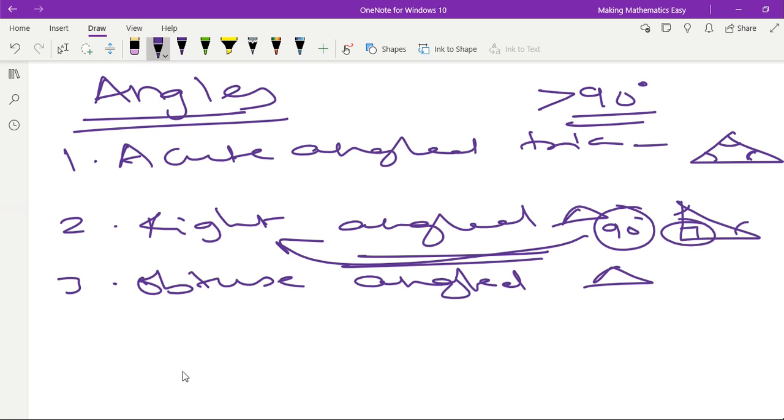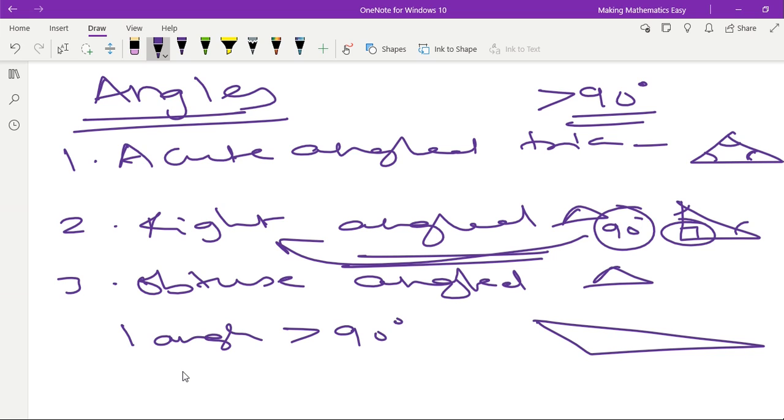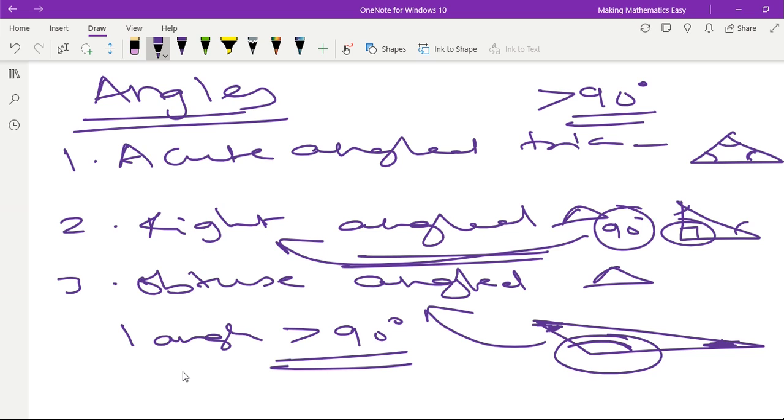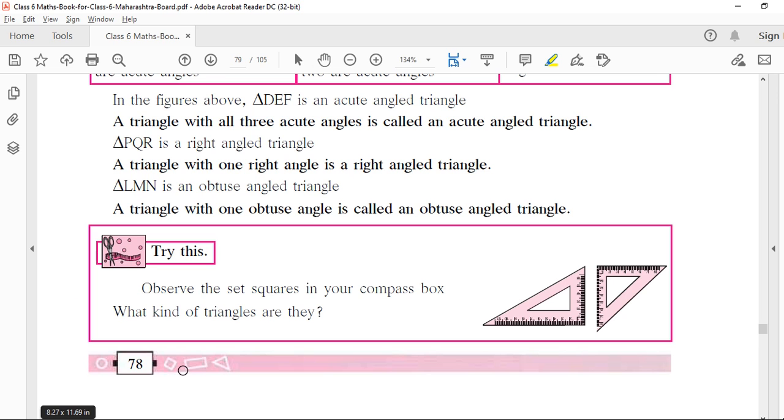Now in the case of an obtuse angled triangle, one angle will be more than 90 degrees, and that is a sufficient criterion to identify a triangle as obtuse angled. You need not see what the measurement of the second and third angles is. They will be less than 90 degrees only. But this criterion is sufficient to identify a triangle as obtuse angled. Okay, now let us move ahead.